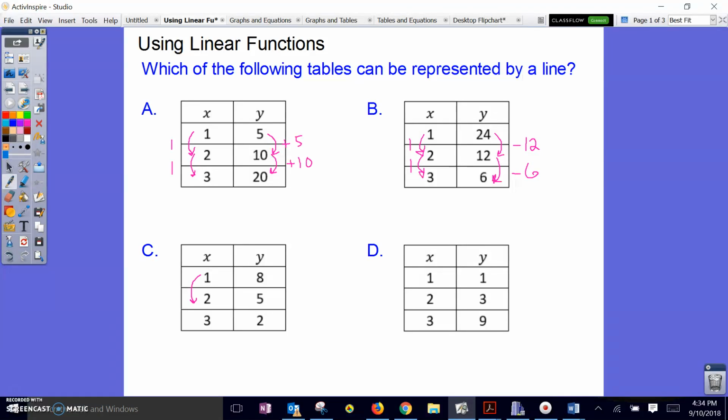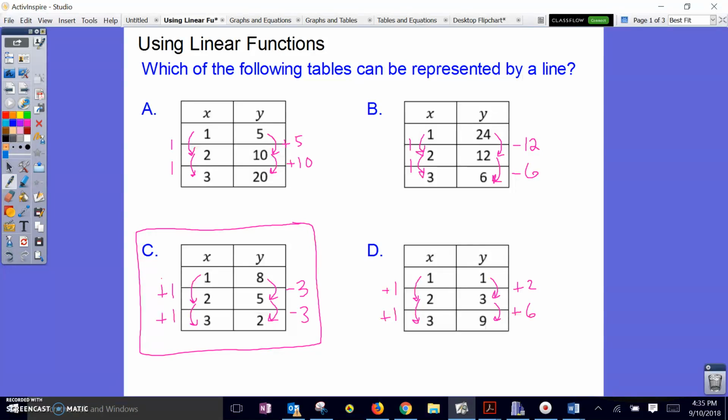Do the same thing in part C. The x values increase by 1s, the y values decrease by 3, decrease by 3. So it looks like this one's our winner as the function that can be represented by a line. Just to double check my reasoning, I'll look at part D. The x values increase by 1s, the y values do not increase by a uniform value from one step to the next. So my choice here is C. This table is the one of all these choices that produces a line.